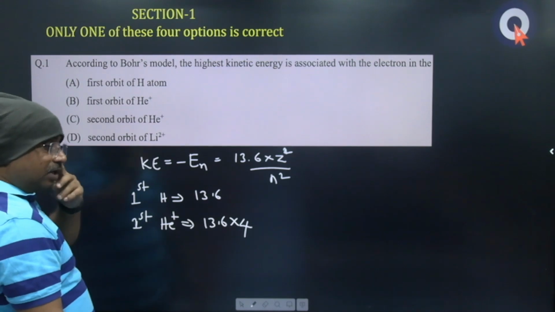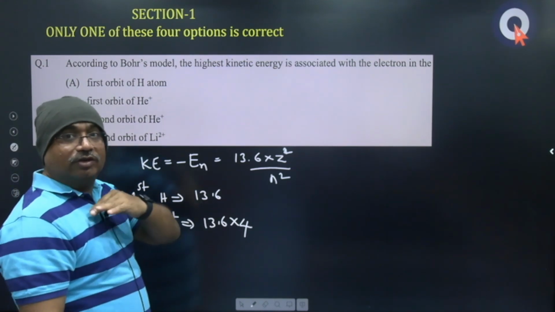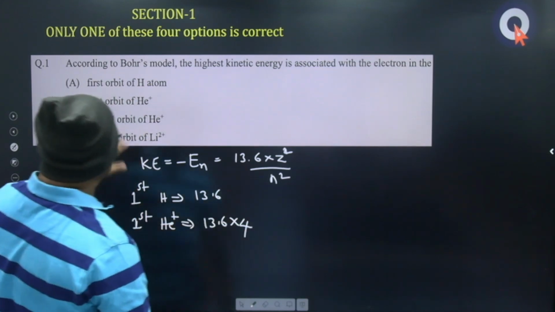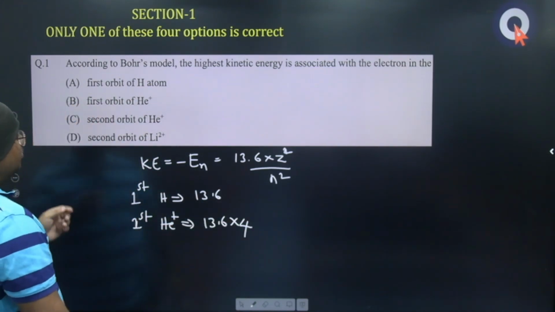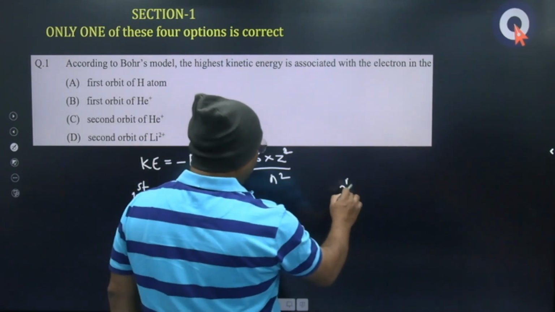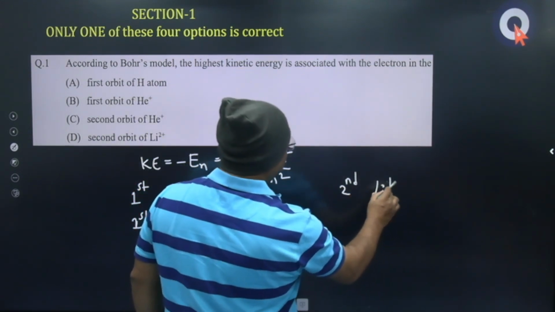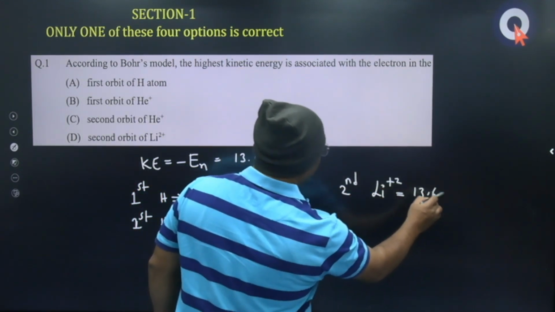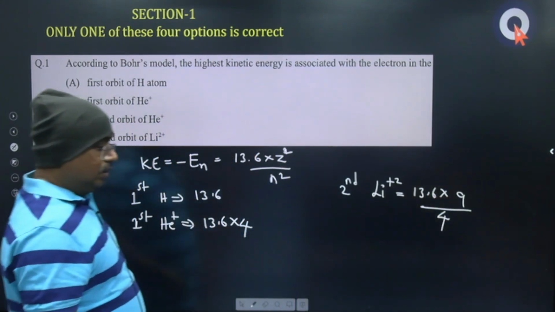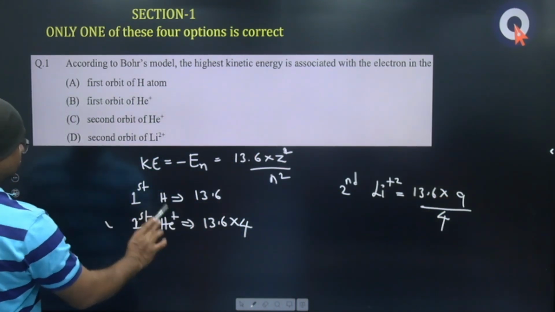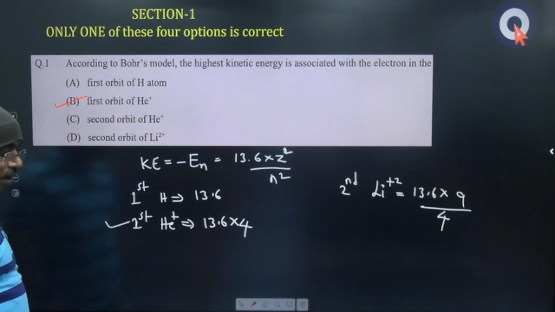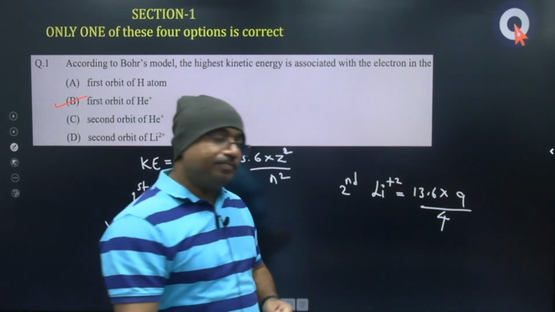So the second orbit will be less, as we know the electron moves away from the nucleus. Already in the first paper there was an option like this. As it moves away, the speed of the electron will decrease, and kinetic energy will decrease. Second orbit of lithium 2 plus: it is 13.6 into 3 square, 9 by 4. So it will be the highest for the first orbit of helium plus.